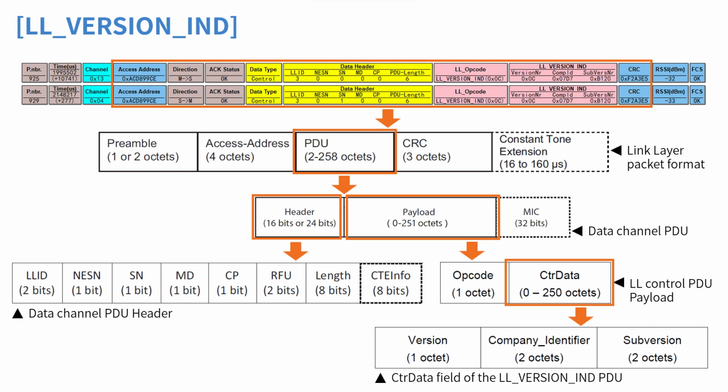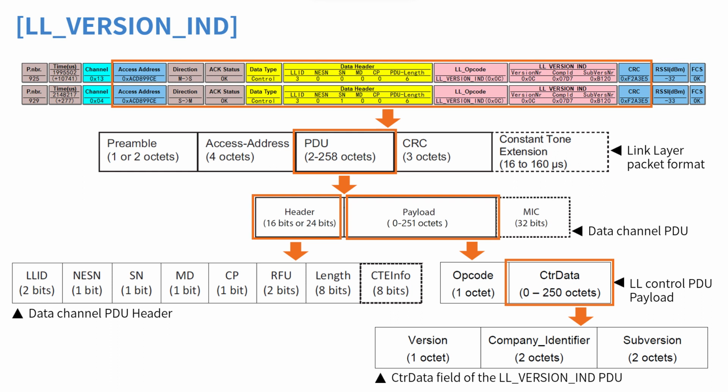The length field indicates the length of the payload and MIC if included. The length field has the range 0 to 255 octets. The payload should be less than or equal to 251 octets in length. The CTE info field is present if indicated in the CP field. The CTE info field indicates the type and length of the constant tone extension.